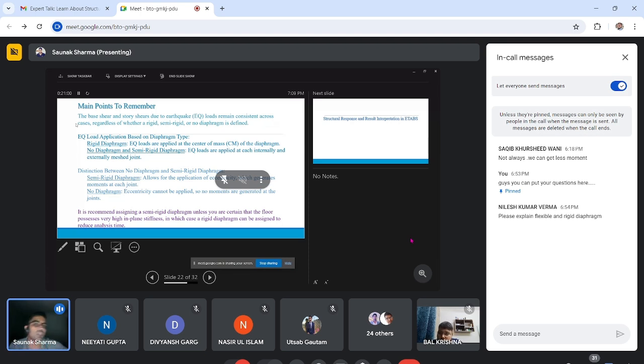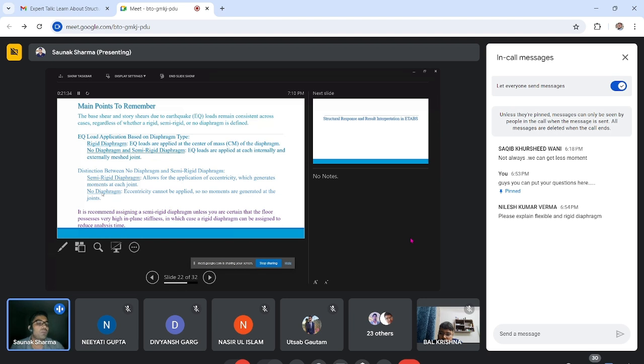The acting force and resisting force will not differ, but the distribution will differ. When earthquake load is applied based on a rigid diaphragm, it is taken at the center of mass. With no diaphragm or a semi-rigid diaphragm, earthquake forces are applied at each internal and external mesh joint, and semi-rigid and no diaphragm allow the application of eccentricity, which generates moment at each joint.